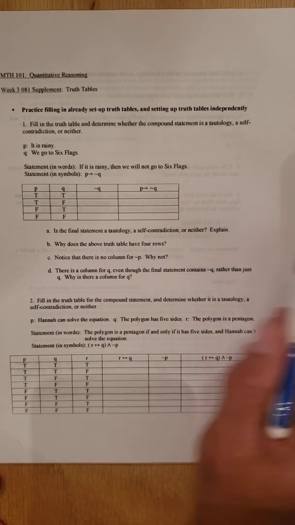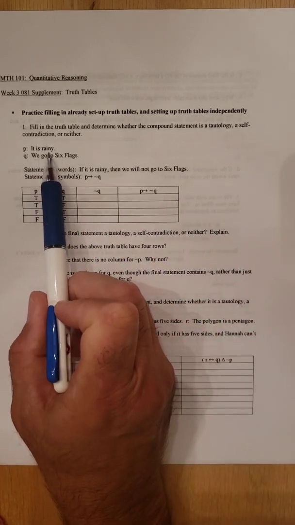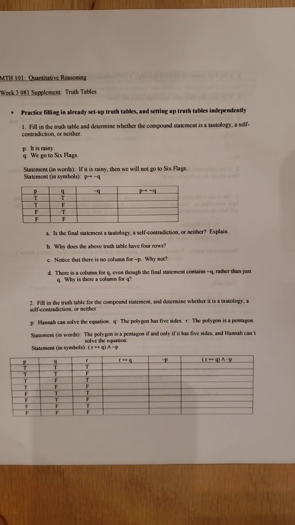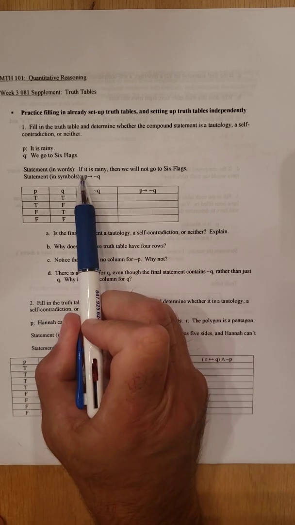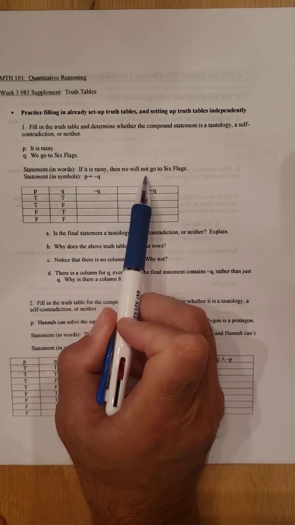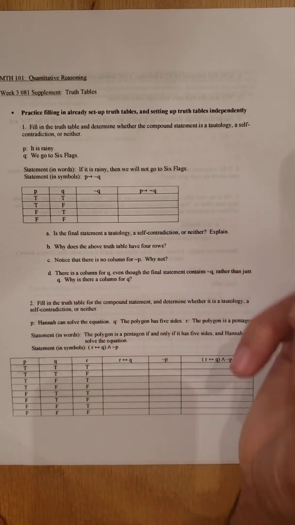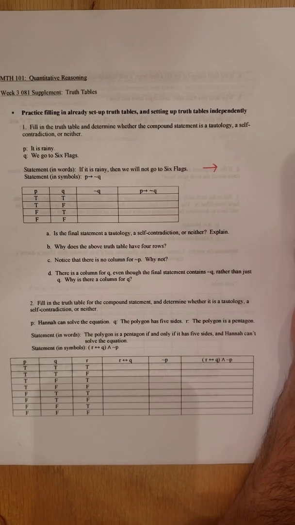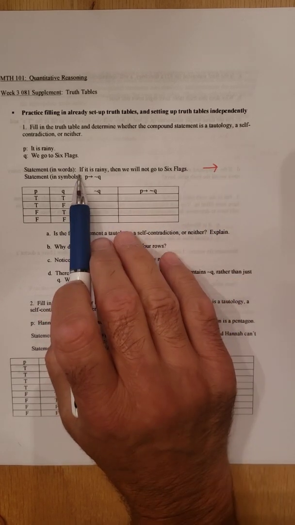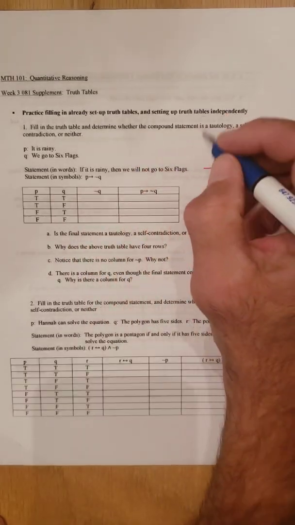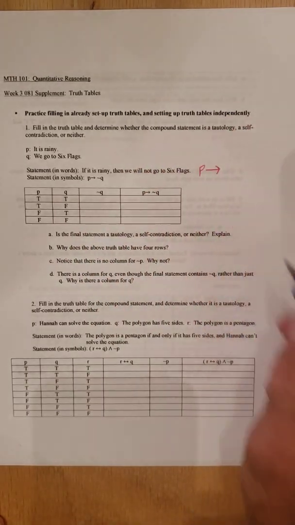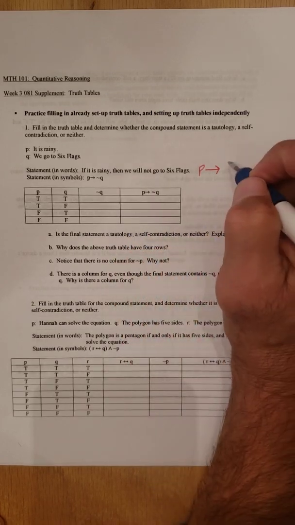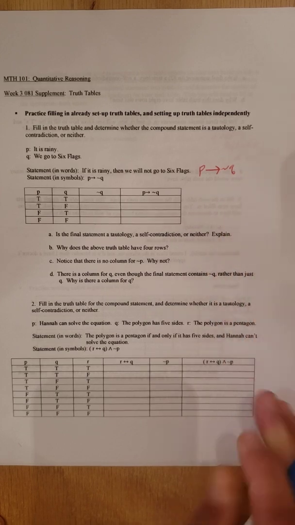So we're gonna have a quick review here of truth tables and practice filling these things in. For this first one, we're given two simple statements. It is raining is statement P, and statement Q is we go to Six Flags. So our statement in words is if it is raining, then we will not go to Six Flags. So if it is raining tells me right away that this is a conditional. So that's my arrow. It starts with if. And if it is raining, that is statement P, so that becomes my antecedent. And my consequent is we will not go to Six Flags, so that is a not Q.